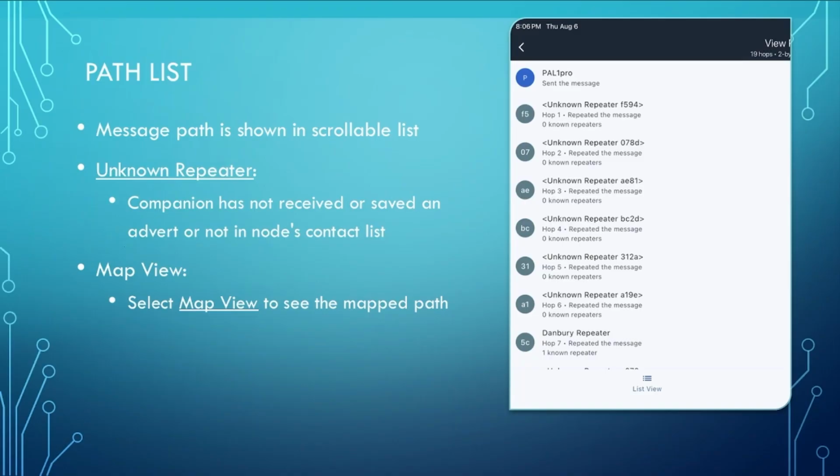Now, one of the problems is not all repeater owners are publishing their location, or they are publishing their location, but you did not receive an advertisement from that repeater to know about it. Okay, so if it's one of those cases, when you bring up a path and you see unknown, that's the problem. You don't have any prior knowledge of that repeater in your system.